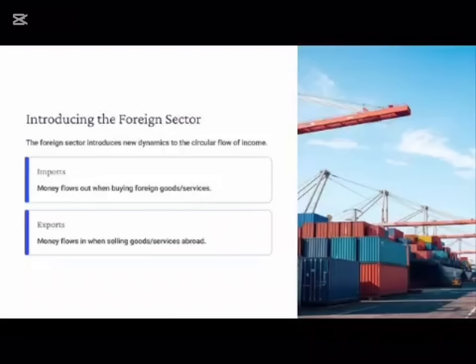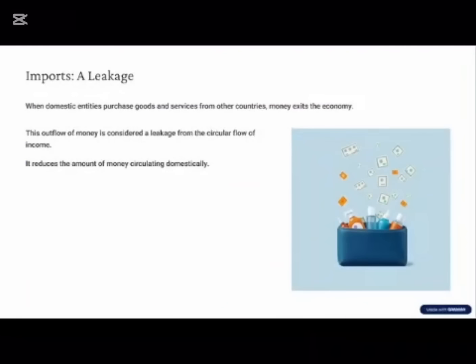Imports: goods and services we buy from other countries are called imports. For example, when you buy a smartphone made in another country, money leaves your domestic economy. Imports are a leakage. On the other hand, goods and services we sell to other countries are exports. For example, if your country exports garments, steel, or software, money comes in. Exports are an injection.